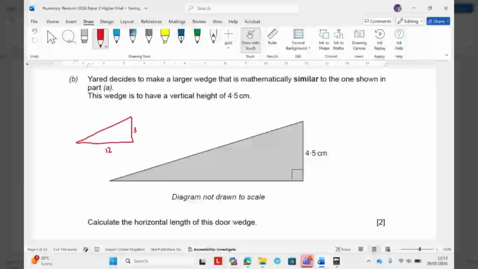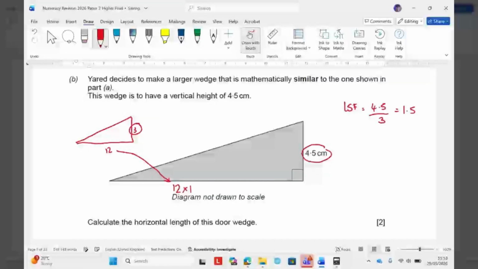So I need my scale factor by dividing those. Yeah, so my scale factor, I've seen that word similar, is 1.5 if you do that. And then to work out the horizontal length of the door wedge, this one here, it would be 12 times 1.5, which is 18 centimeters.